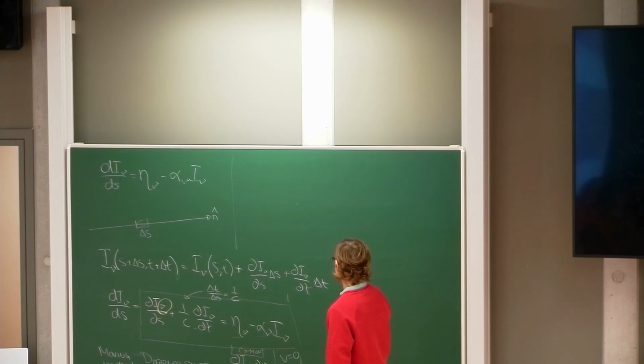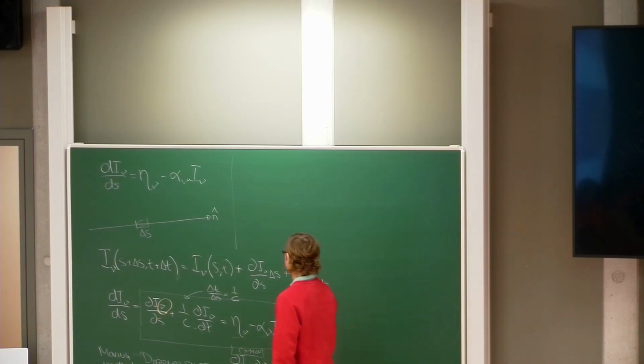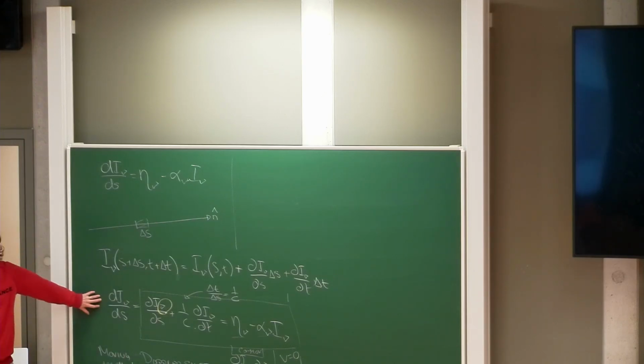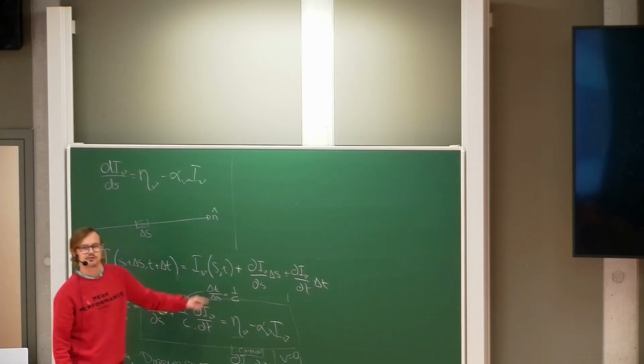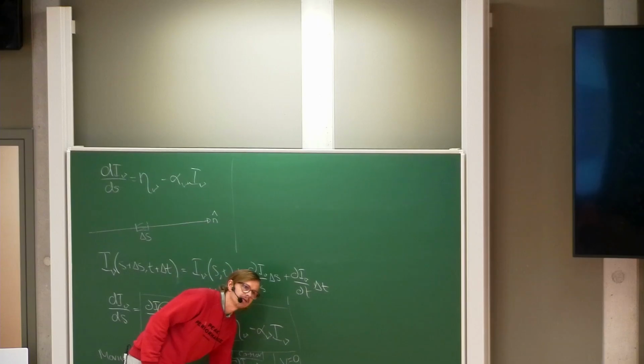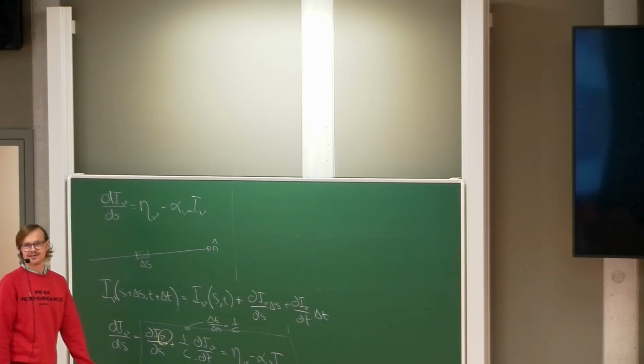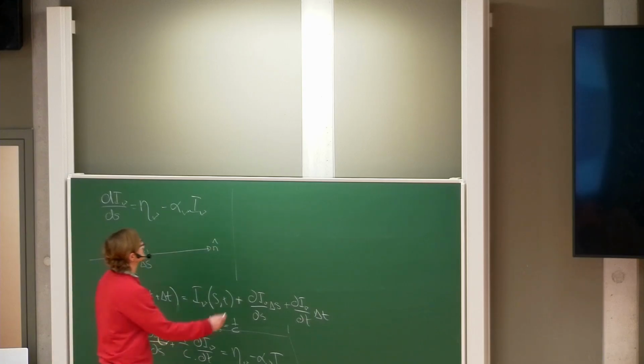Now, we also see, of course, from this exploration that the equation of transfer is a linear equation. We have only accounted for the linear terms here. So the question now becomes, what is this d/ds here then?